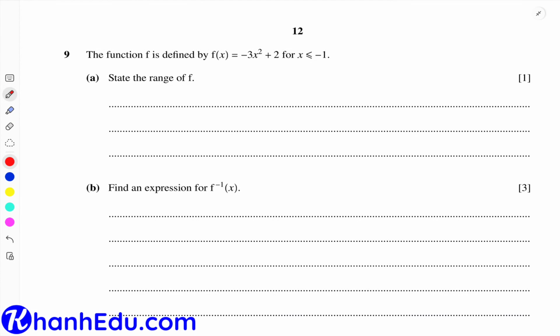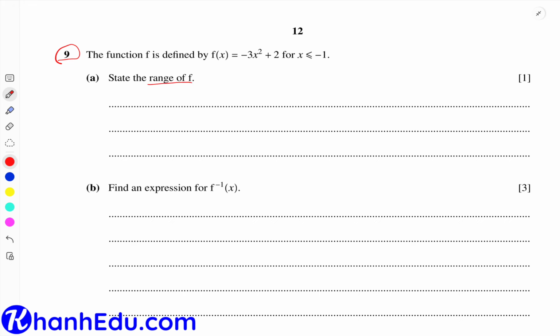This is a video about solving an A-level problem. So we're going to look at question number 9, which is: the function f is defined by f of x equals negative 3x squared plus 2 for x less than or equal to minus 1. And find the range of f.